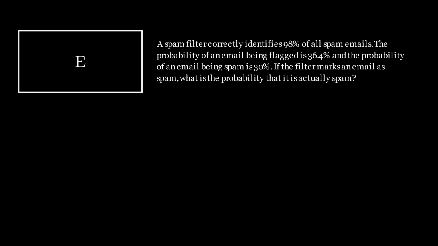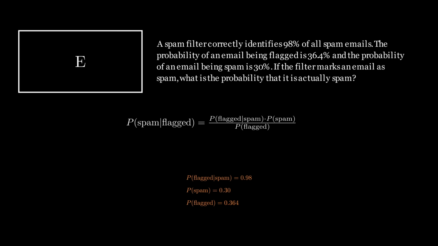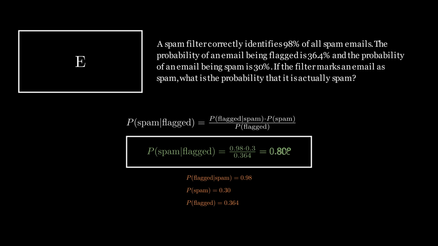For this problem, we can directly apply Bayes' rule. We know that the probability of an email being flagged, given that it is spam, is 98%. We also know that the probability of an email being spam is 30%. Finally, the probability of an email being flagged is 36.4%, so we can compute the probability of an email actually being spam, given that it's flagged.